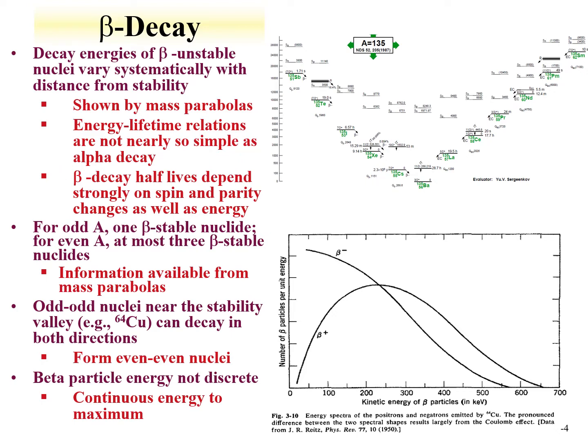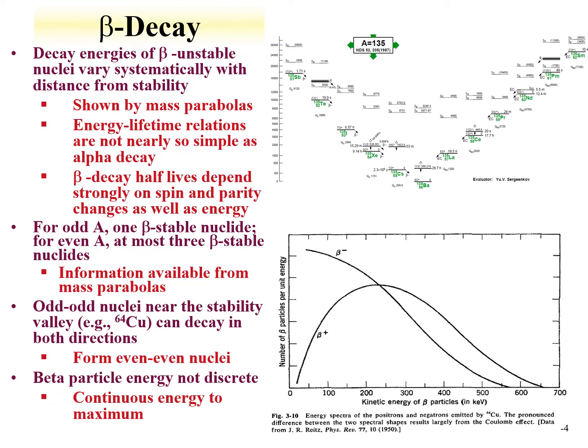We look at a mass parabola for these odd A 135. For most odd A isotopes, there's one beta stable nuclei. And if we look here, this is the barium 135, which is the most stable, sits at the bottom of this mass parabola. However, for even A, you can have up to 3 beta stable nuclei, and you can evaluate this by inspection from the chart of the nuclides.